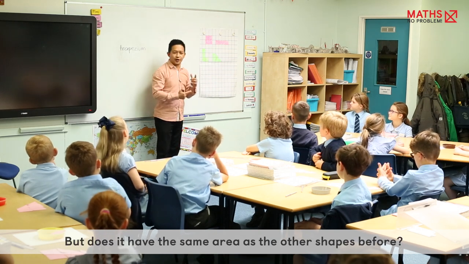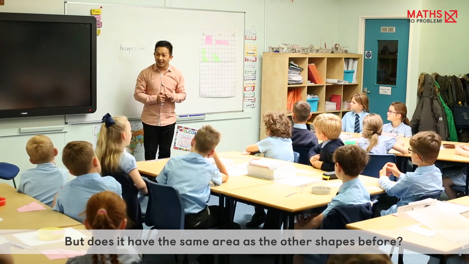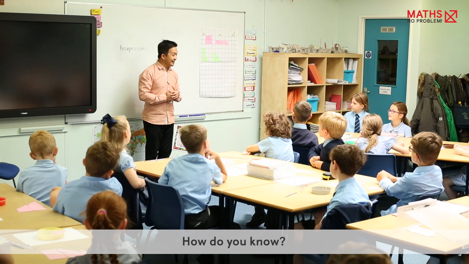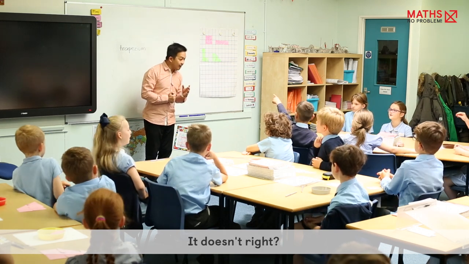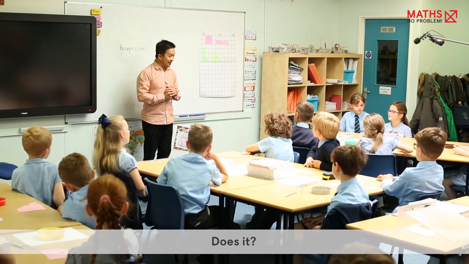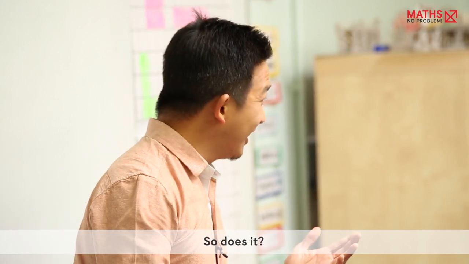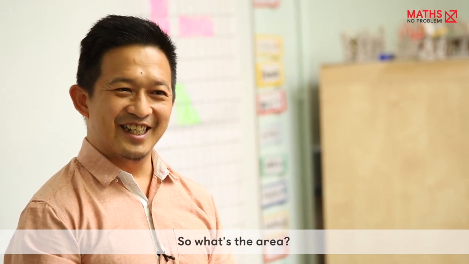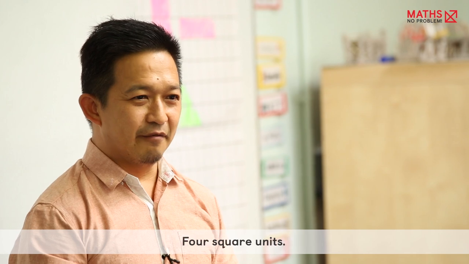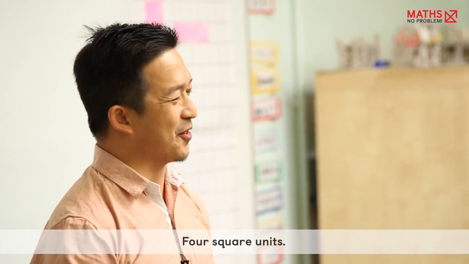But does it have the same area as the other shapes before? Yes. How do you know? It doesn't, right? Oh, because the two triangles make... Yeah, okay. So what's the area? Four square units.